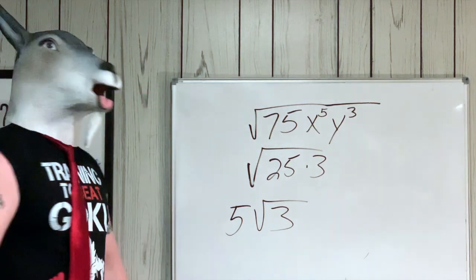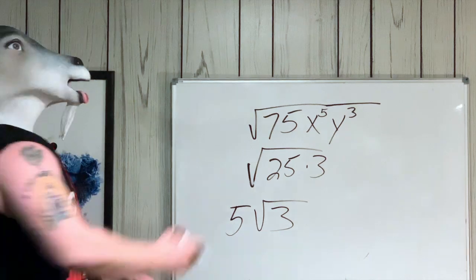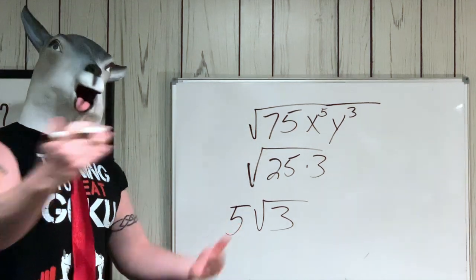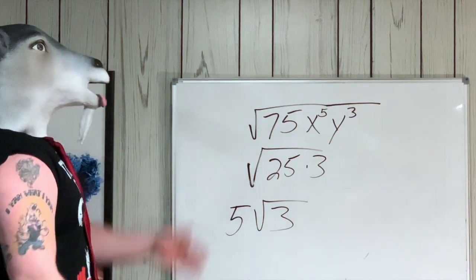Because 5 times 5 is 25. I can pull that out and put it right there, right? And the only thing left is the 3. So that's my number. My number's taken care of, right? That's done. All right, so let's take a look at the letters now.